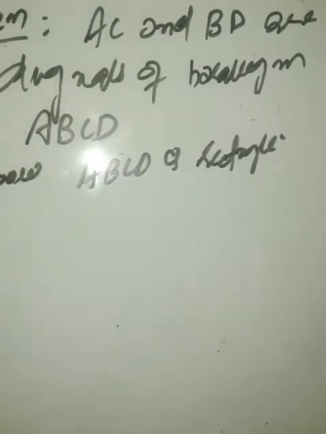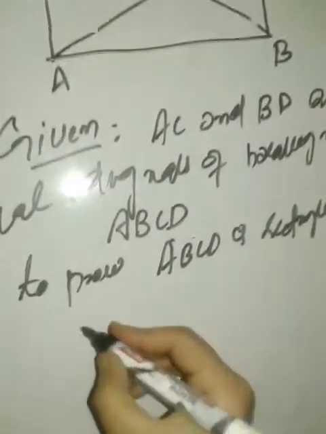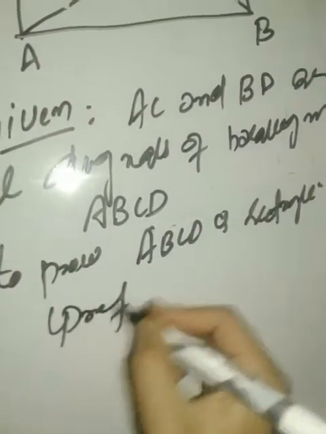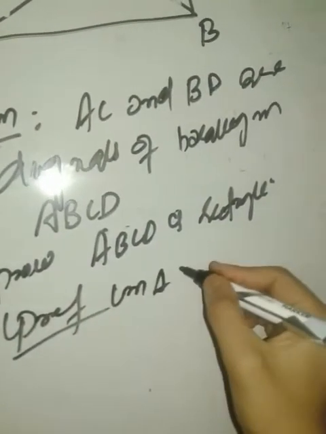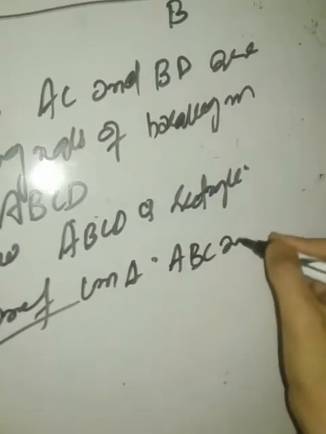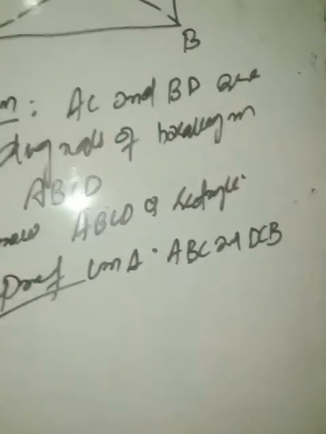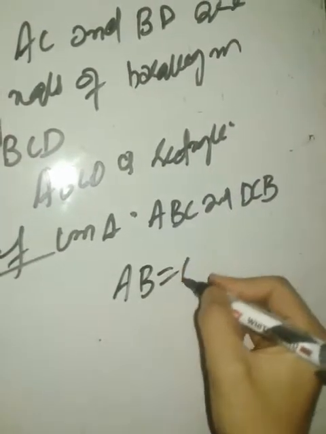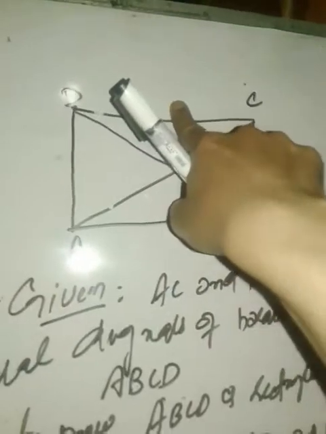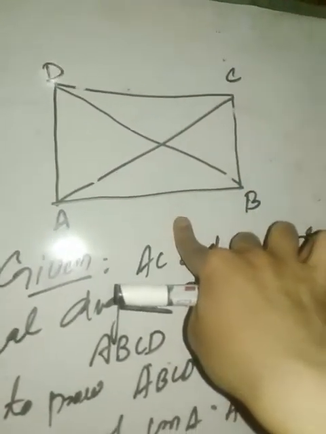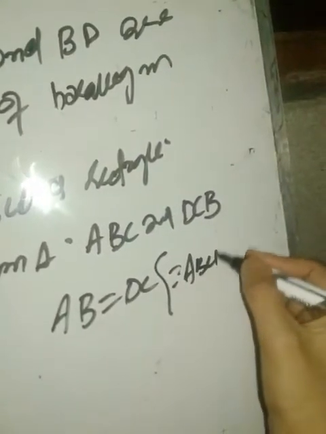First of all, we will make the two triangles congruent, ABC and DCB. ABC and DCB, we will make them congruent. We will write in triangles ABC and DCB. AB equals DC. Why? Because we are given that this is a parallelogram, so its opposite sides are equal, because ABCD is a parallelogram.